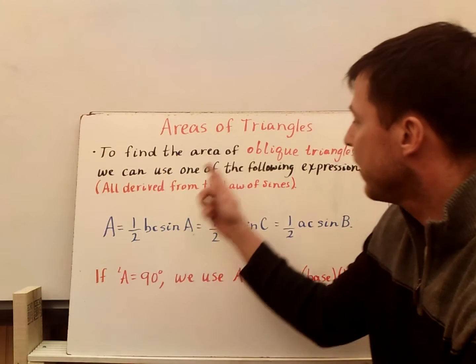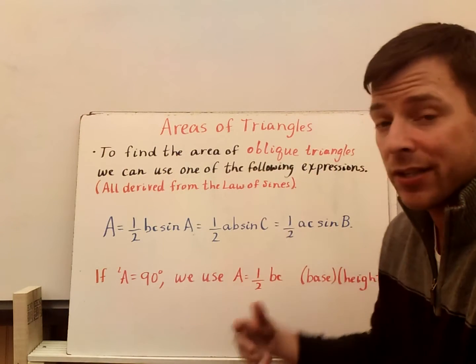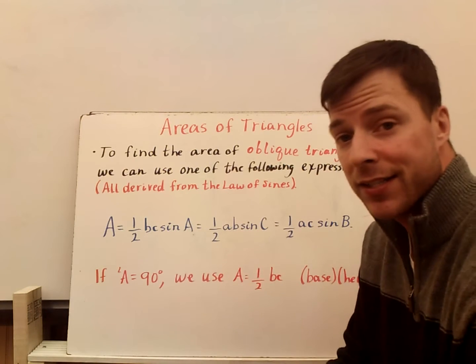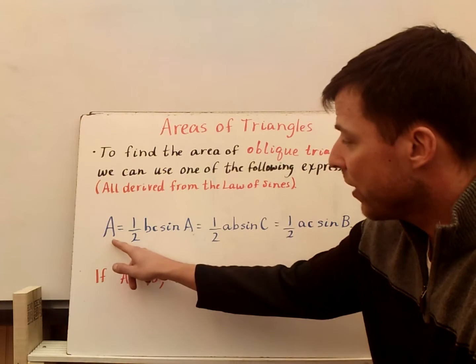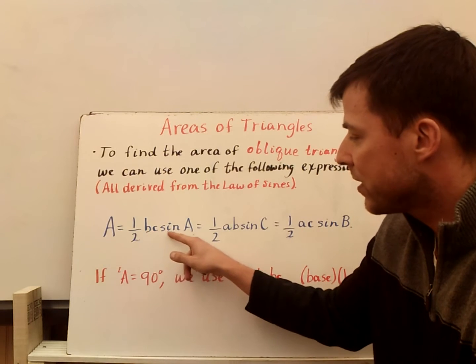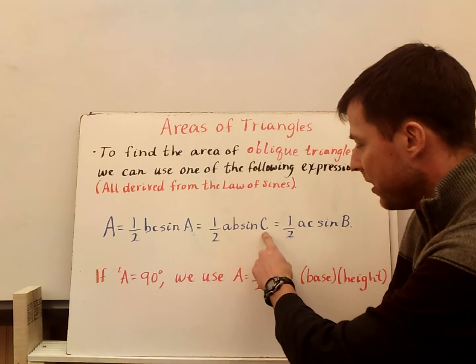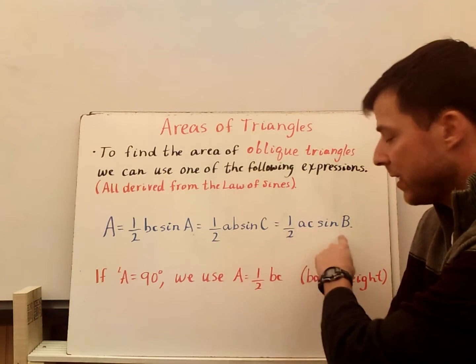So to find the area of an oblique triangle, we can use one of the following expressions. They're all derived from the law of sines, and they're all equivalent. So area equals 1/2 b times c times sine of the angle, or you can use 1/2 ab sine of C or 1/2 ac sine of B.